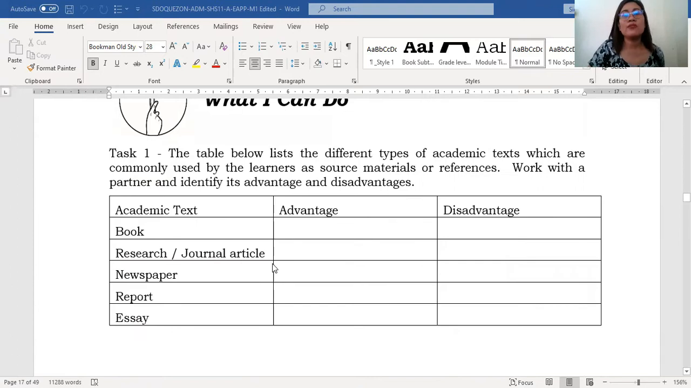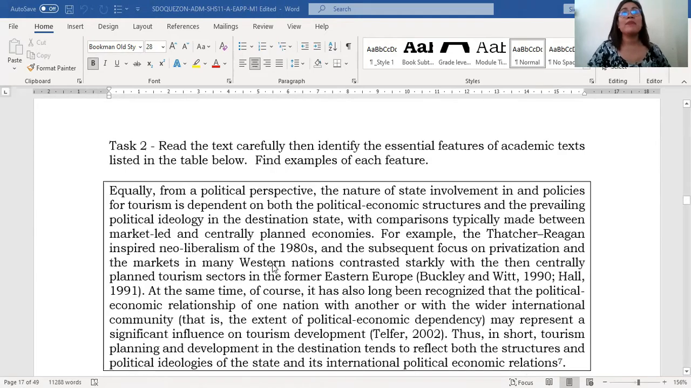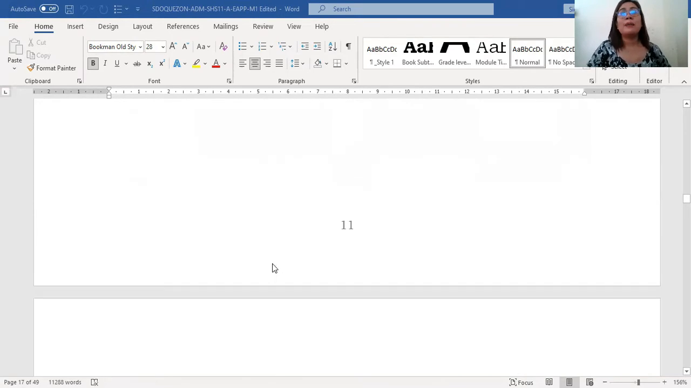In here, you also have to cite the advantages and disadvantages of academic texts. We'll have to cite the advantages of book, research or journal article, newspaper, report, and essay, and of course, their disadvantages as well. Okay, so moving on, let's do the assessment.